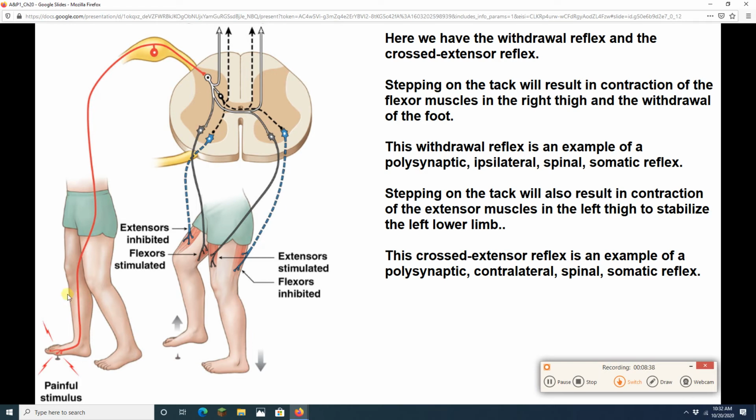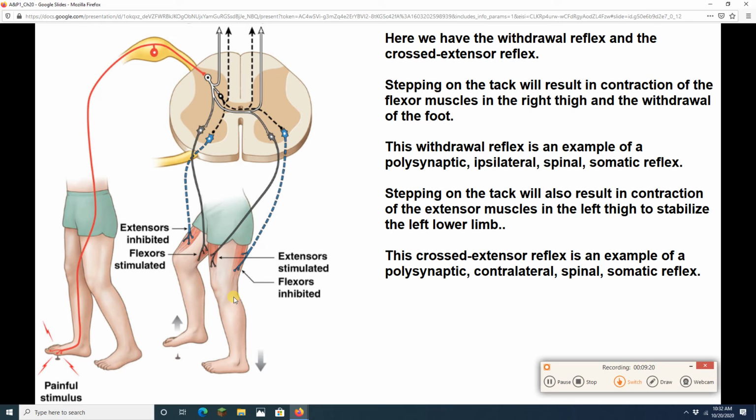But there's another reflex going on. This starting at the same receptor, same sensory neuron, but now our interneuron has a branch here that's going to synapse with a neuron that's going to go across, and it also goes across itself. So we are crossing the gray commissure and synapsing a motor neuron on the opposite side, which is then synapsing with a skeletal muscle on the opposite side to make this leg stand straight so you don't fall down. So we're extending our knee on the opposite side. This is called the crossed extensor reflex.